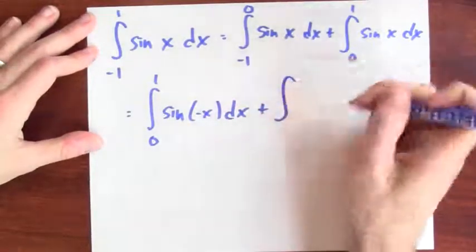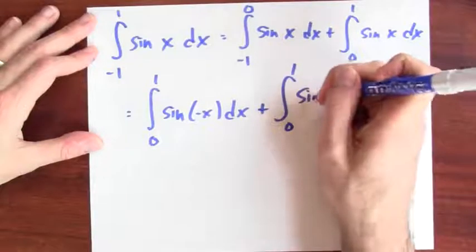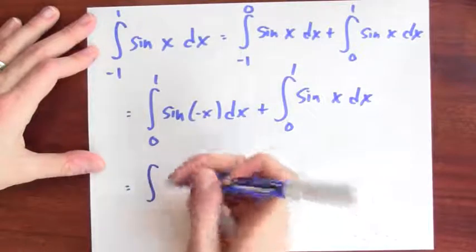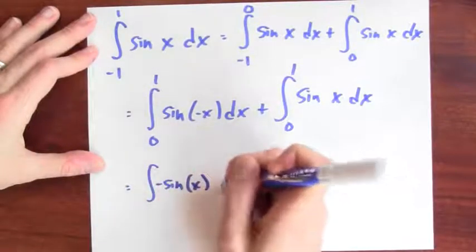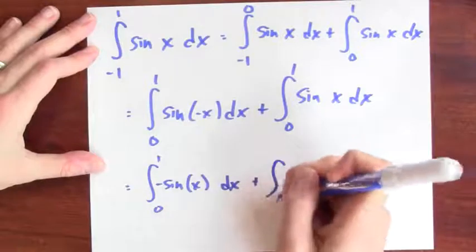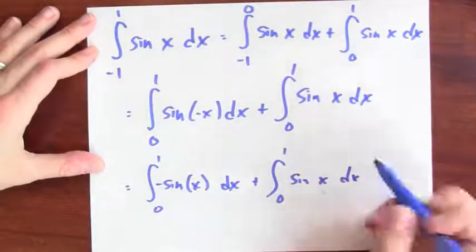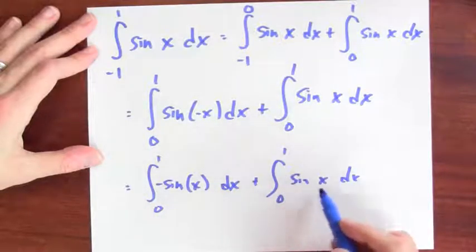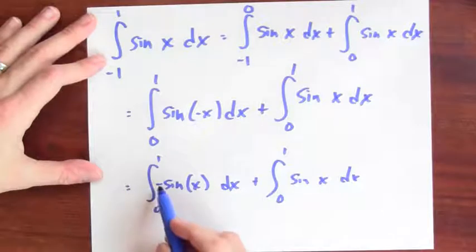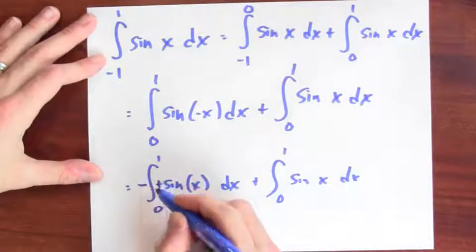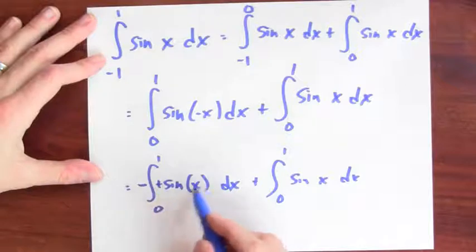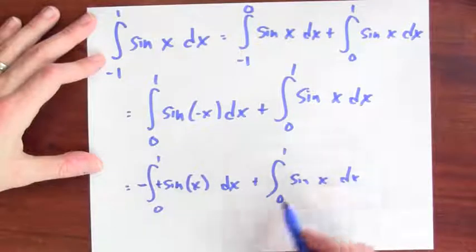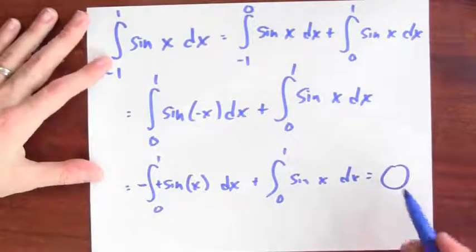Okay, and I'm going to add to this the integral from 0 to 1 of sine x dx that I've got right there. Now, what's sine of negative x? That's negative sine of x. And here I've just got sine of x dx again. But now I've got the integral from 0 to 1 of negative sine x dx plus the integral from 0 to 1 of sine x dx. Well, I can pull this minus sign out of the integral. If I'm integrating just a constant times something, it's the same as that constant times the integral. And now I've got negative something plus the same thing, so that is equal to 0.